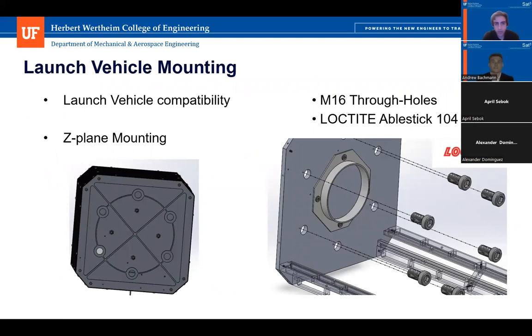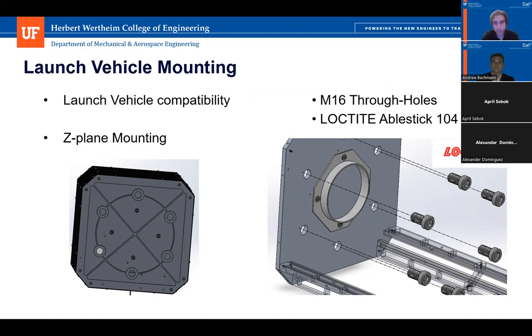The CSD has universal launch vehicle compatibility and features 6 M16 through holes on the back plate as shown. It is capable of mounting on the Z plane of the upper stage of any approved launch vehicle. It is secured by mounting screws that are equipped with Loctite AbleStick 104, which meets NASA outgassing requirements of less than 1% of total mass lost.